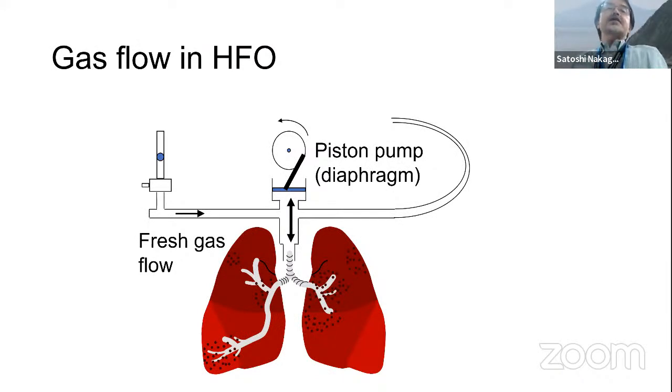This is a diagrammatic illustration of the gas flow in high-frequency oscillation. If the piston moves, the lung oscillates like this.